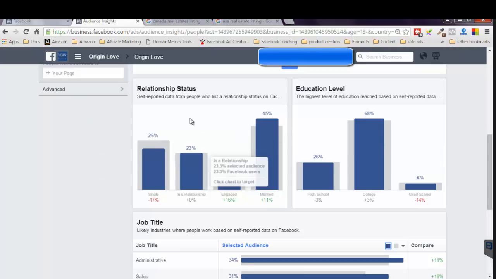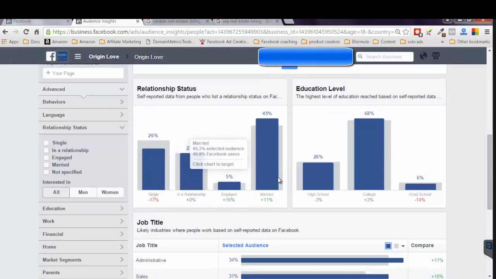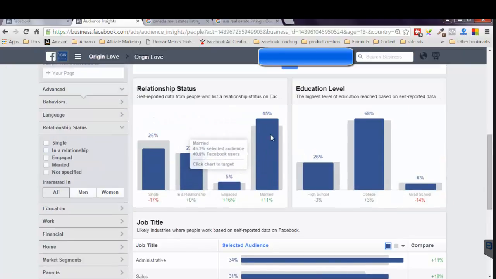First thing first, of course, relationship status. I'm choosing those that are engaged, or in a relationship, so they are getting ready to marry. Those that are married, of course, I don't include them initially in the campaign. My focus is only those that are engaged and in a relationship.